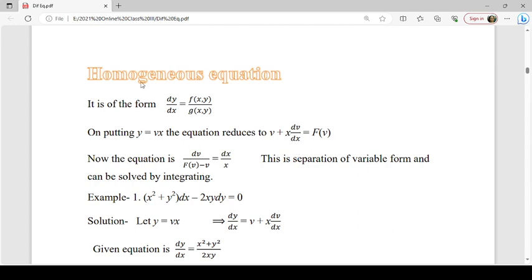So now we'll discuss homogeneous equation. Homogeneous equation is of the form dy by dx is equal to f(x,y) by g(x,y). This right hand side is such that if we put y is equal to vx, then after substitution this becomes function of v only, and this we write as f(v).